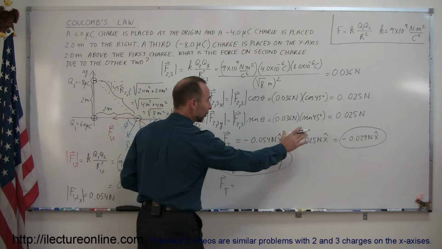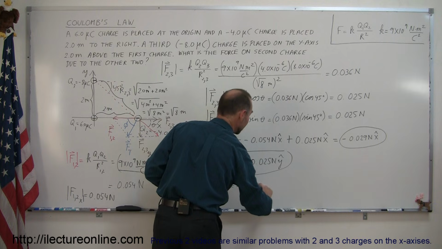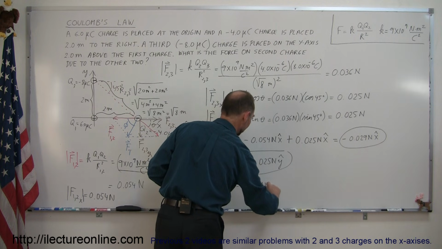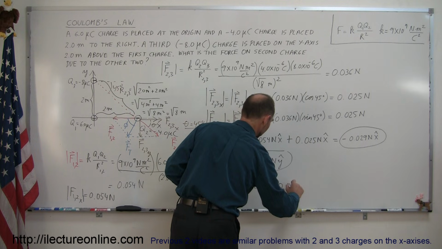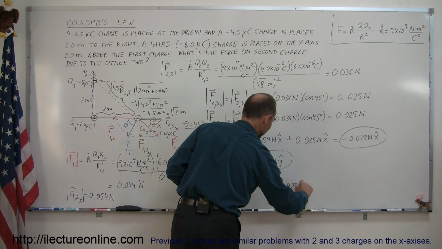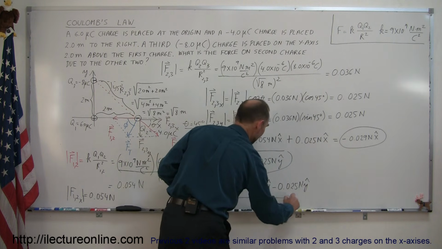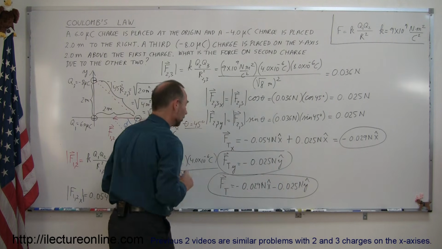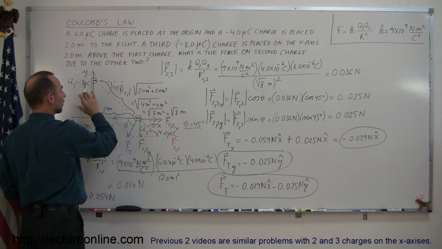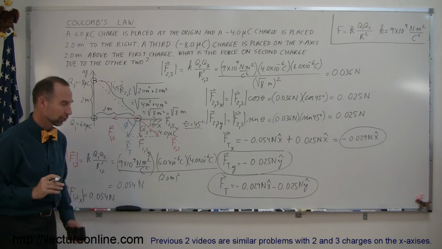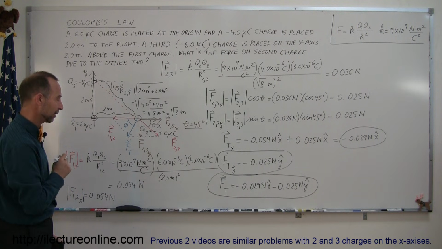So we have the x component right here, which is minus 0.029 newtons in the x direction, minus 0.025 newtons in the y direction. And here is the total force on Q2 due to the presence of the other two charges. Now that's the answer in vector form, a vector quantity.